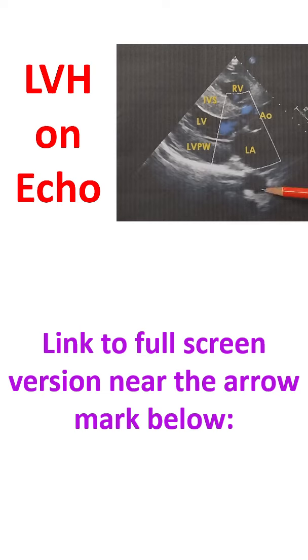This is the cross section of descending aorta. This is ascending aorta. This is descending aorta. You can see part of the coronary sinus.